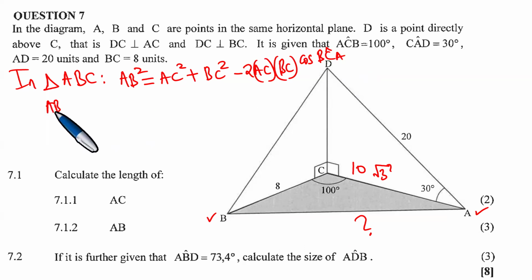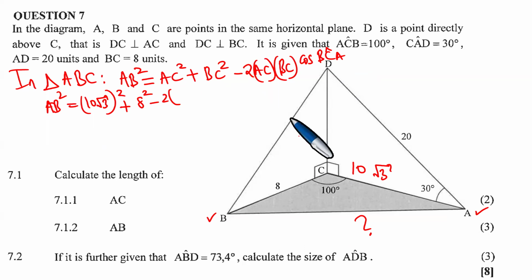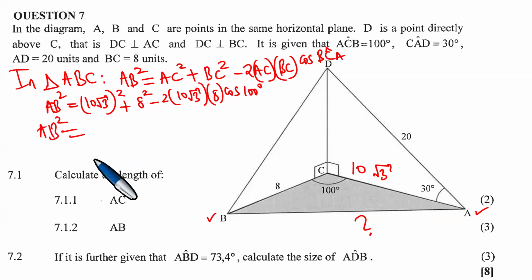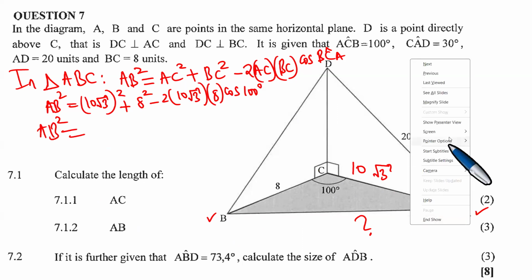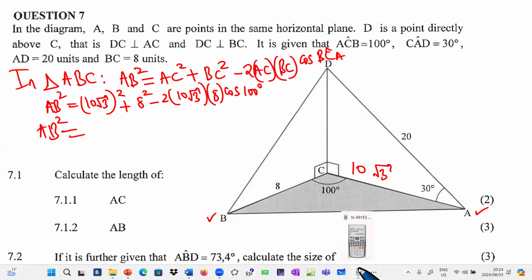What is AB squared? We have AC, 10 root 3, you square it, plus BC squared, minus 2 times AC, which is 10 root 3, times BC, which is 8, times cosine of the angle BCA, 100 degrees. We use our calculator to get the result, so that AB squared equals the following. Pay attention.